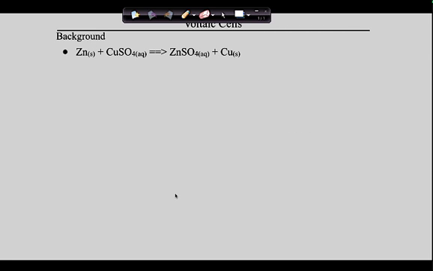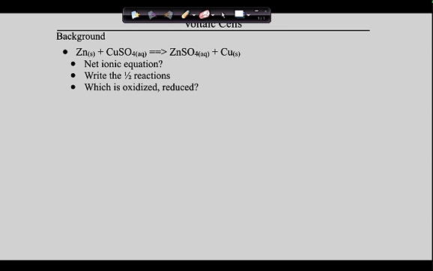Consider this. You can scratch it in your notes if you want. Zinc plus copper 2 sulfate yields zinc sulfate and copper ion. Guys, here's what I need you to do. Write the net ionic equation, then write the half reactions. Do it now. And then guys, third, which is oxidized, which is reduced?